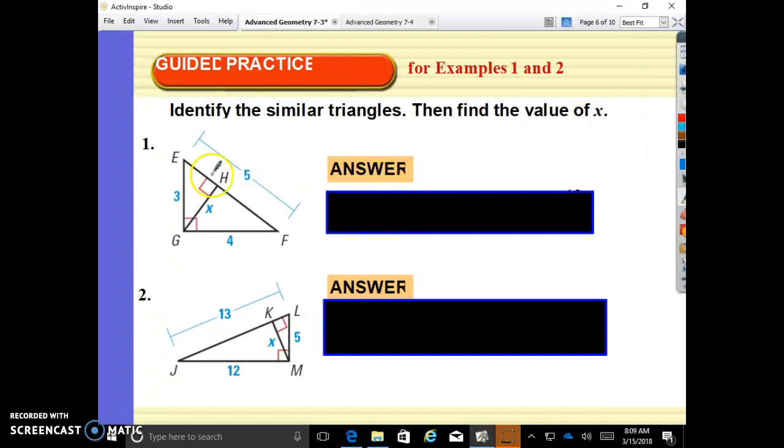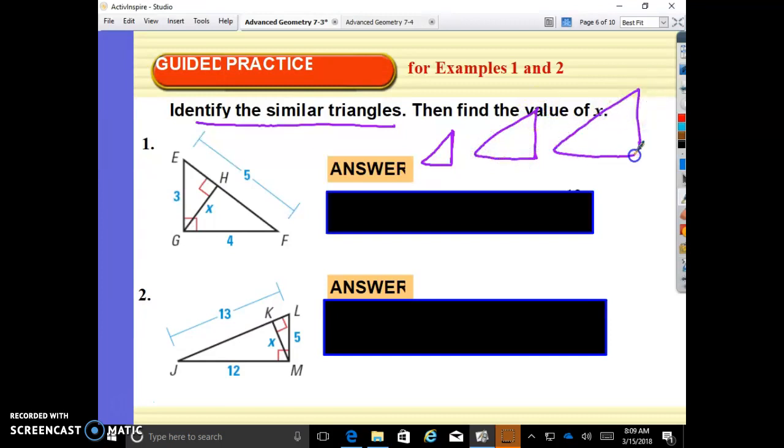All right, so identify the similar triangles. You would have to draw it out to identify the similar triangles. That part kind of is annoying. So if we drew the small one, the medium one, and the large.